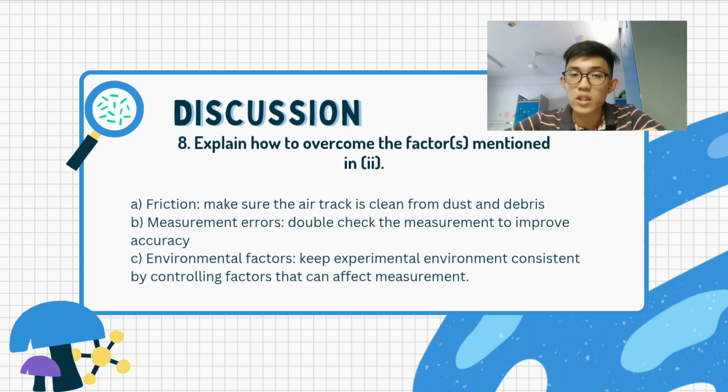Finally, to overcome these sources of error: first, for friction, we need to make sure the air track is clean from any dust or debris. Second, for the measurement errors, we need to double check the measurements to improve accuracy. For the environmental factors, we also need to keep the experiment environment consistent by controlling factors that can affect measurement.